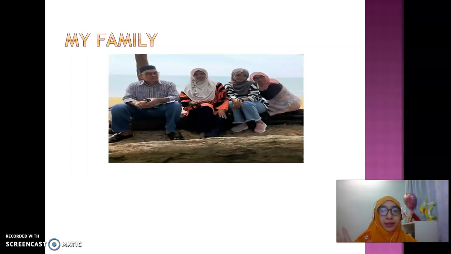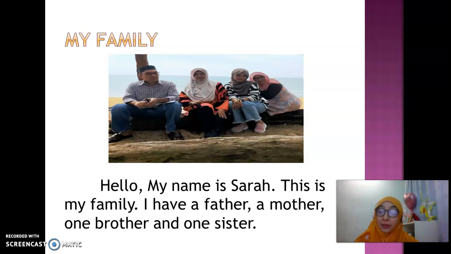As guidance, I'll be using my own family. This is a picture of my family. I actually have five family members, but my brother is not in the picture, but that's okay. You'll see his face later in the slides. Let's read together. Hello, my name is Sarah. This is my family. I have a father, a mother, one brother, and one sister.